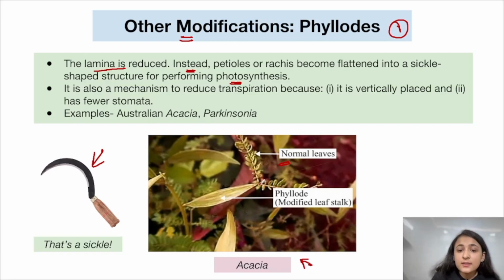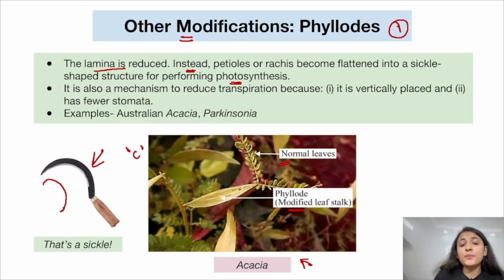What is a phyllode? It is the petiole or the rachis which has become flattened and expanded into this sickle-like structure, or a C kind of structure. What is a sickle? A C kind of structure, because this farm tool, the sickle, has a C kind of appearance, right? So phyllodes also have this kind of curved, C-like appearance. The alphabet C I'm talking about, okay? So a phyllode is basically a modified leaf stalk, which can be a modified petiole or a modified rachis. In the case of compound leaves, rachis. In simple leaves, petioles.